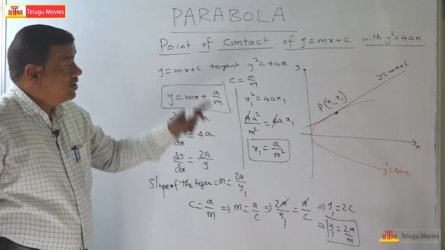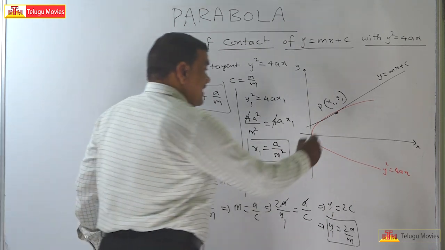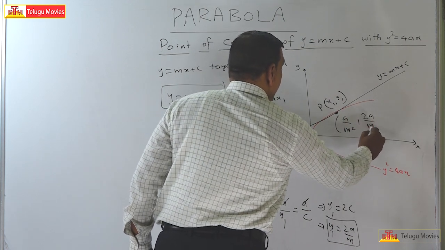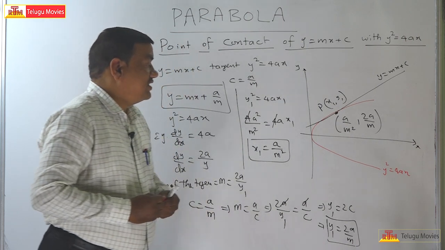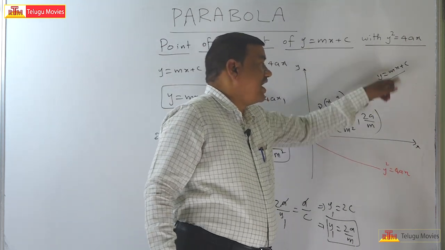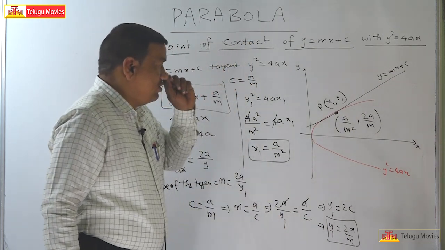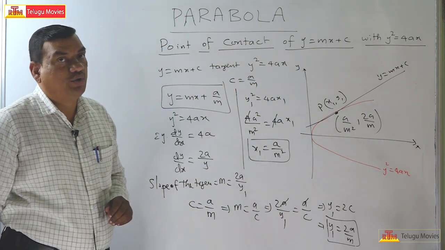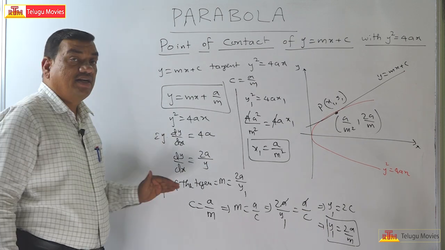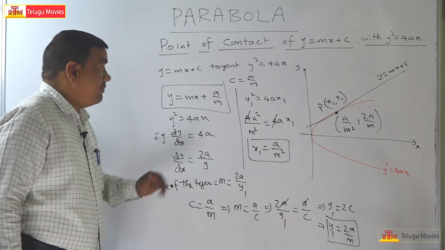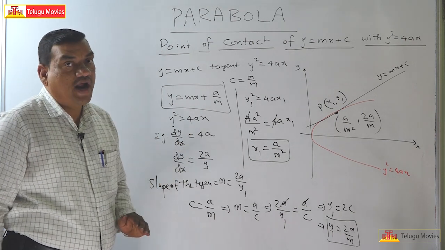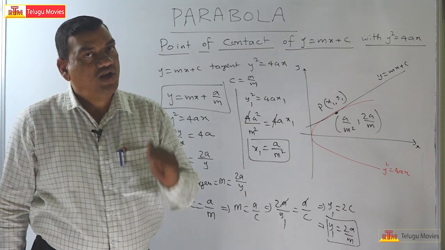On the whole, the point of contact is a by m square comma 2a by m. In terms of a and m, we got the value as a by m square comma 2a by m. So, this is the point of contact. First we made use of the slope dy by dx and we got this formula. I hope that you understand this concept. So, let us go for the next concept.